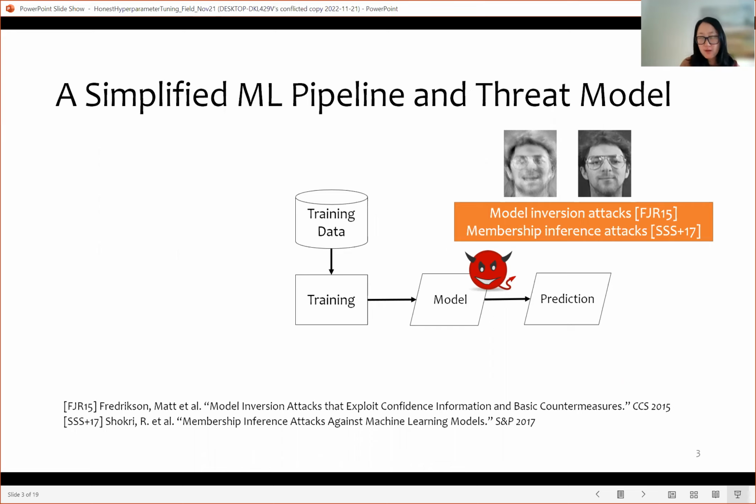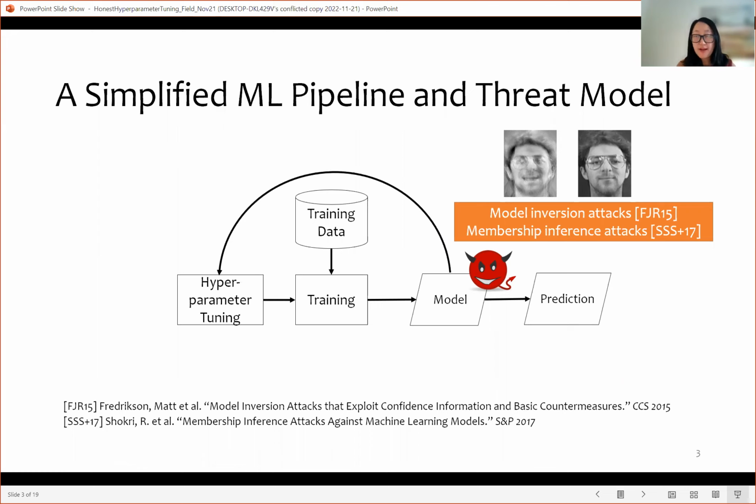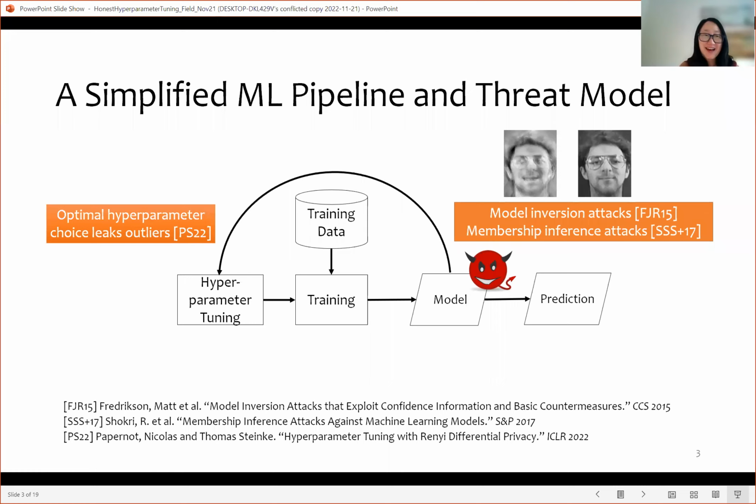If we look at the pipeline a bit more, in this pipeline, hyperparameter tuning is also a very important step for us to ensure a good quality model. And you can think that hyperparameters may just release a few parameters about the models, right? It shouldn't leak too much information about the sensitive data. However, one recent work also showed that by simply releasing or using the optimal hyperparameter choice over sensitive data, we can reveal information about the presence or absence of certain outliers. So we really have to be very careful to handle machine learning over sensitive data, right?